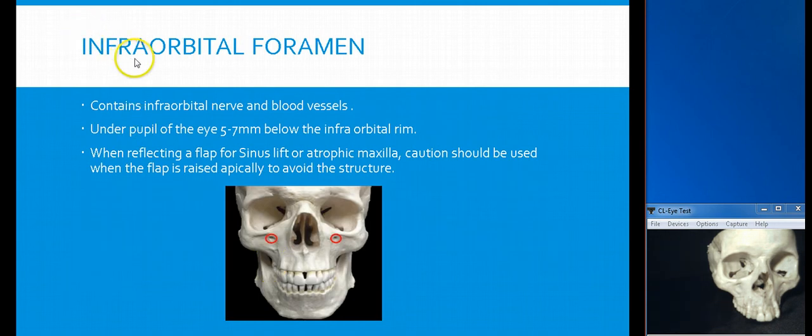So the first thing we're going to talk about is the infraorbital foramen. When we're giving blocks, this is one of the blocks I give to basically anesthetize the canine, the lip, and the centrals. The infraorbital foramen contains the infraorbital nerve and the blood vessel. It's under the pupil of the eye, about 5 to 7 millimeter from the infraorbital rim.